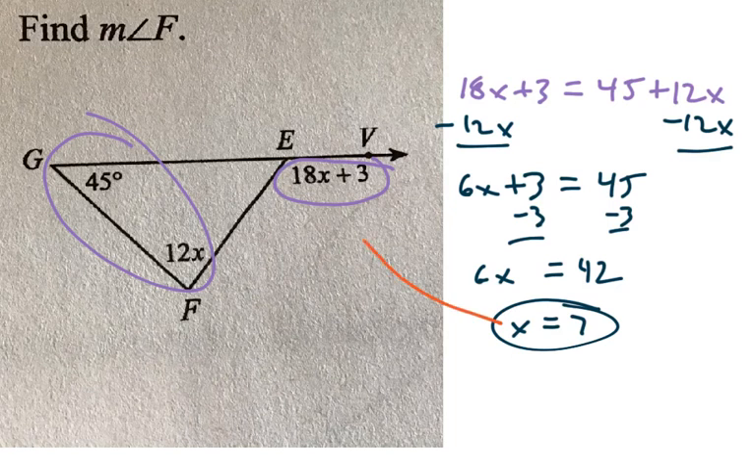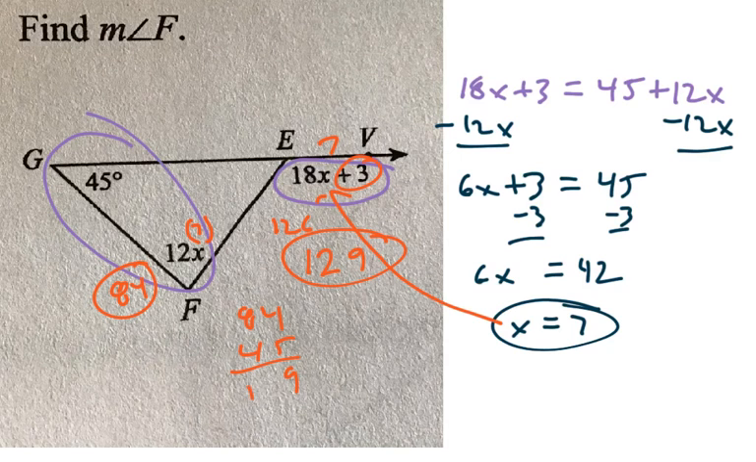Again, plug it in. 7 times 18 is 126, plus the 3 is 129. And plugging in the 7 there, 12 times 7 is 84 degrees. Now watch again, guys. If I take that 84 plus the 45, I get 129, just like the exterior angle.